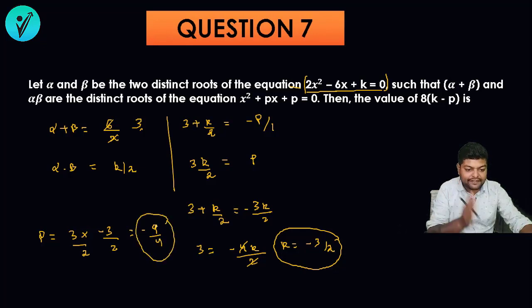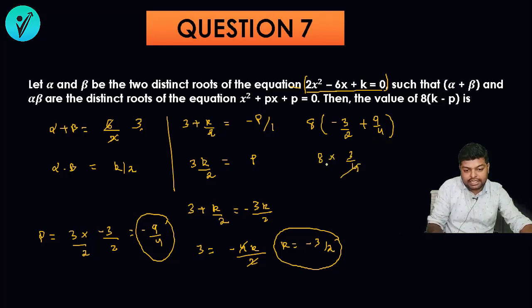So we have the value of k, we have the value of p. Let's place it here and get the answer. So actually we have to get the value of 8 times k. So k is minus 3 by 2, minus of p. So minus of p is 9 by 4. So this minus and this minus will become a positive. So it will be 8 times of 6, which is 3 by 4. Simplify it, it will be what?